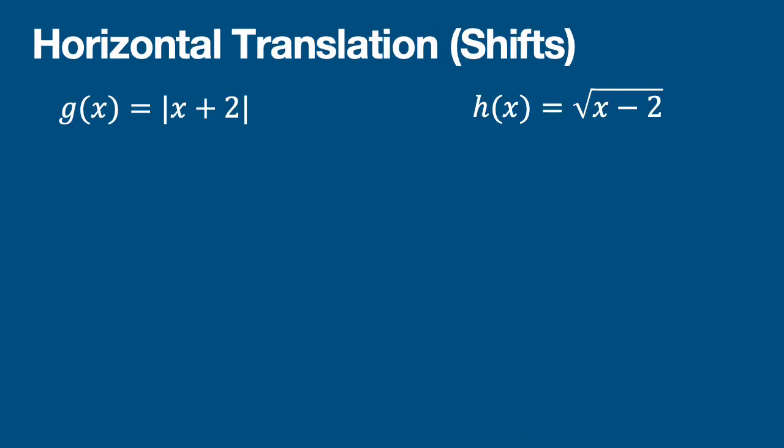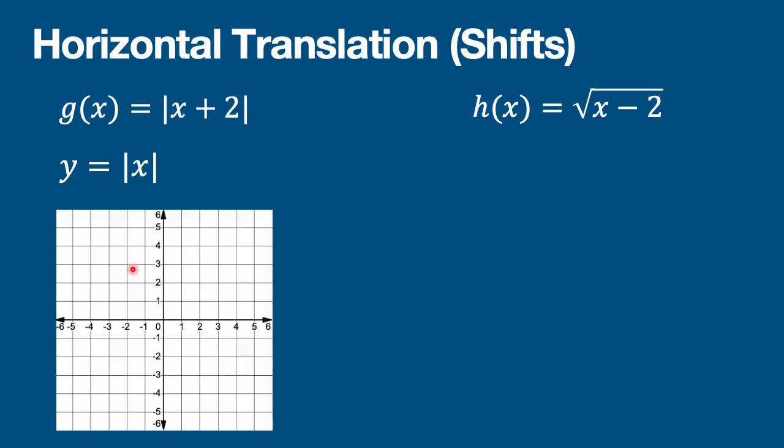Let's have the first example about horizontal translation. Here is g of x equals absolute value of x plus 2. Inside, the x value is gonna be changed, okay? So find the parent function. That's gonna be the absolute value function. You're gonna sketch the absolute value function right here.